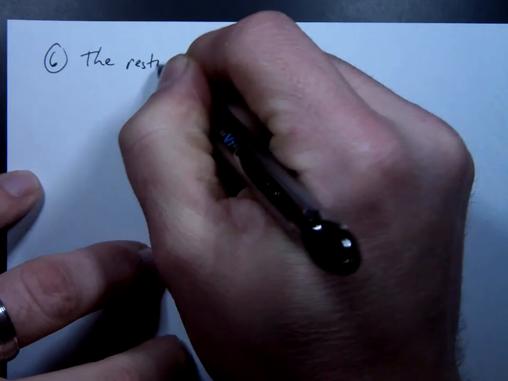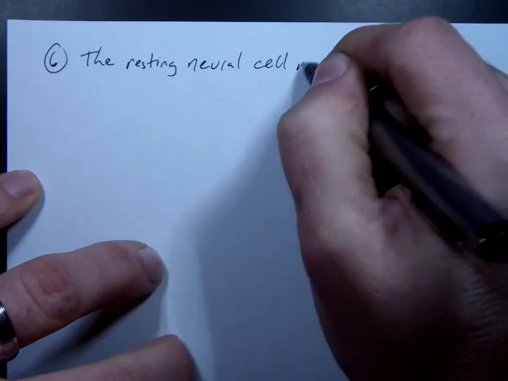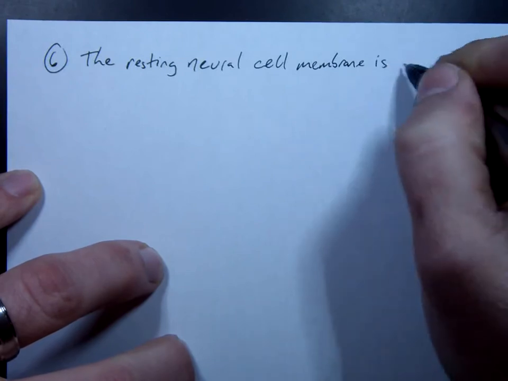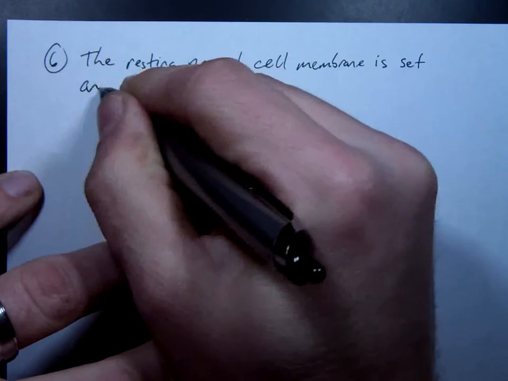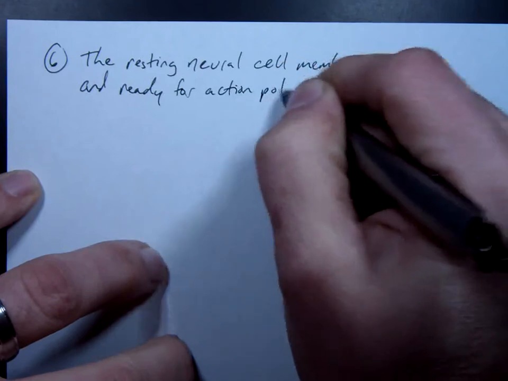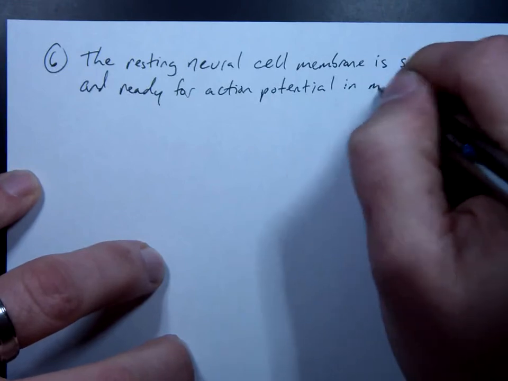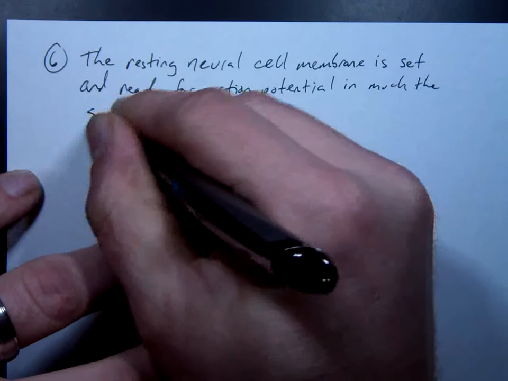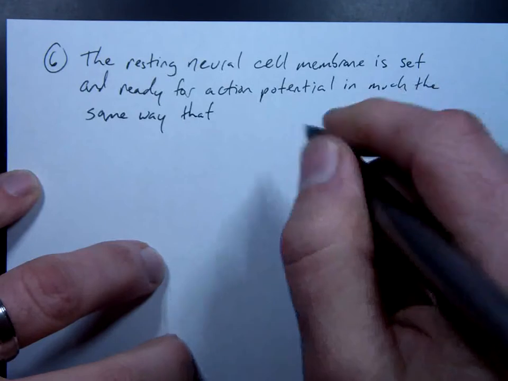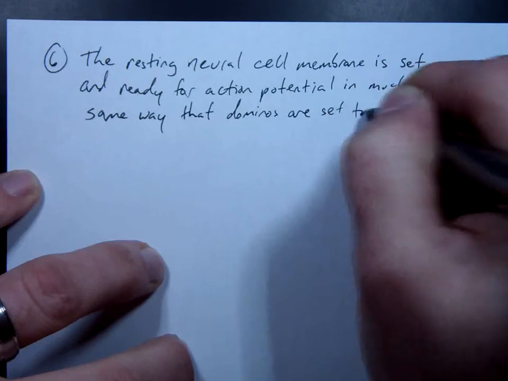The resting neural cell membrane is set and ready for action potential in much the same way that dominoes are set to fall.